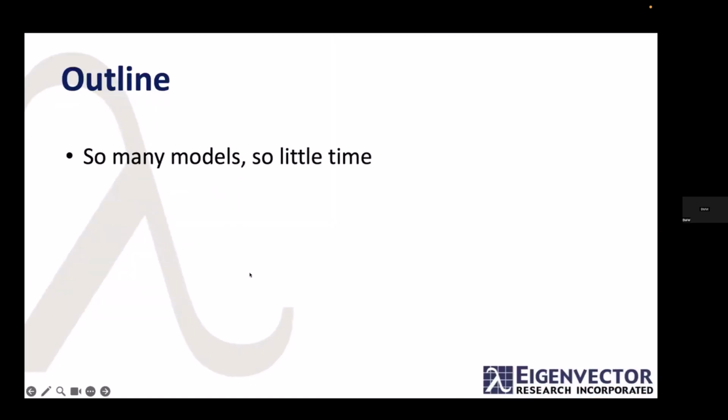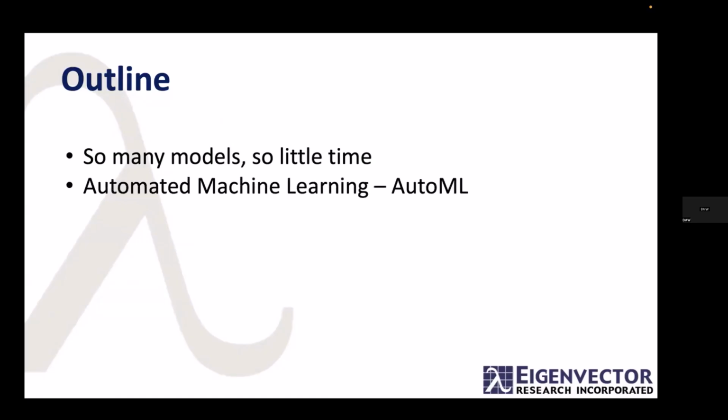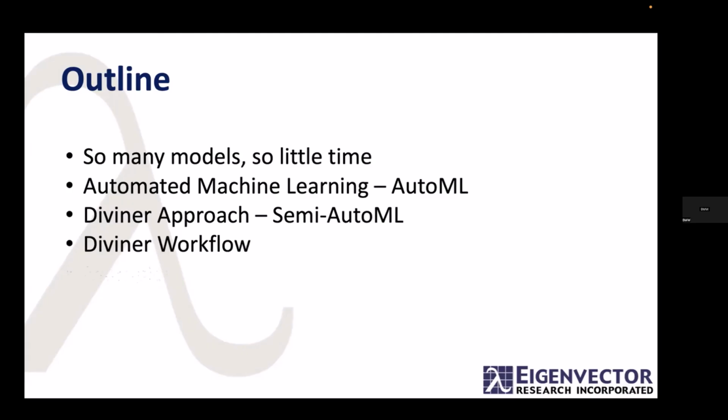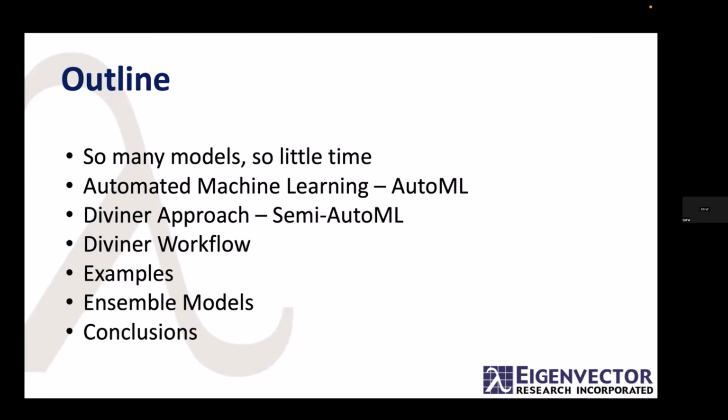What's the problem? So many models, so little time. That's the problem. Automated machine learning is a possible way out of that. The Diviner approach, which we'll tell you about, is semi-automated machine learning. We'll talk a little bit about the workflow and show some examples. And then it's going to get real fun and real nerdy, because we're going to talk a bit about ensemble models. So at about that point, I'll pass it off to Manny Palacios, and have some conclusions.